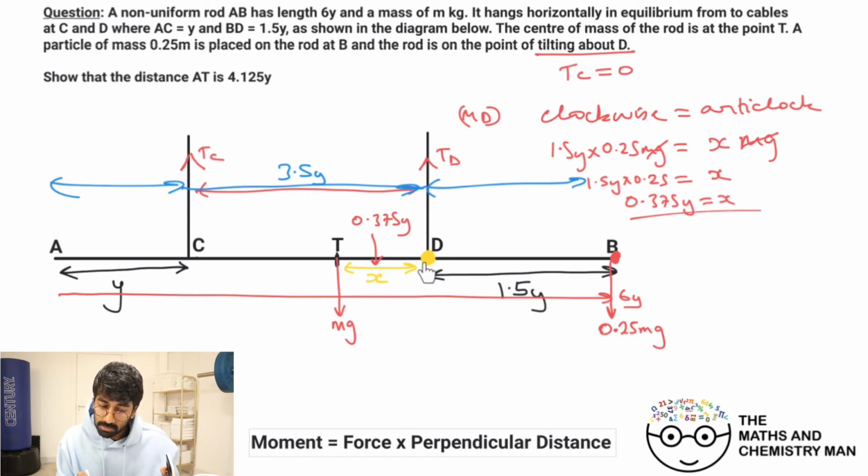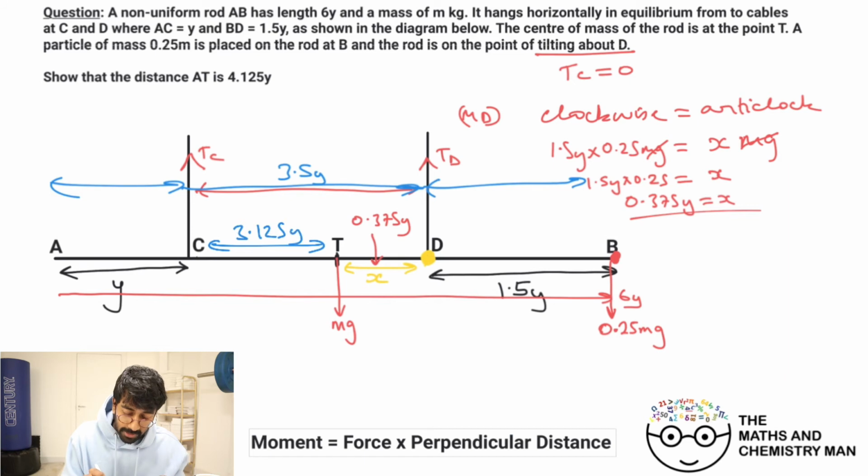Perfect. And now all we need to do to find the distance from A to T is work out this distance here. So we can do that by doing 3.5y take away 0.375. So that distance in here is going to be 3.5 take away 0.375, and that ends up with 3.125y. And now to get the distance A to T, just add on y. So just add on 1. And there we go. If we add that on, we've got 4.125y.